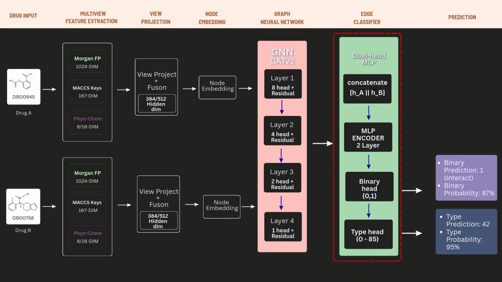Then comes the edge classification and dual head prediction, where the input feature vectors are fed into two separate MLP branches, say heads. Then the output vectors from both heads are concatenated, which gives the prediction of whether the drugs interact and the specific interaction mechanism, and returns the result.